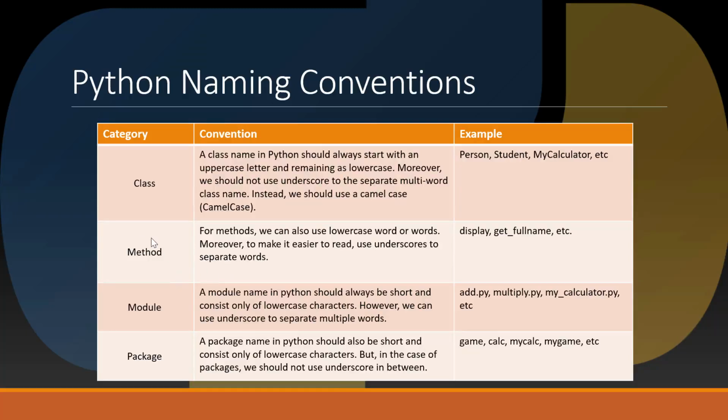After methods, the next thing is a module in Python. A module name in Python should always be short and consist only of lowercase characters. In the case of a module as well, we can use underscore to separate multiple words. Just keep one thing in mind: while naming a module, we should keep the module name short. Here you can see certain examples. add.py could be a module name. Similarly, multiply.py could be a module name. And to separate multiple words, we can use underscore, so my_calculator.py could be another example.